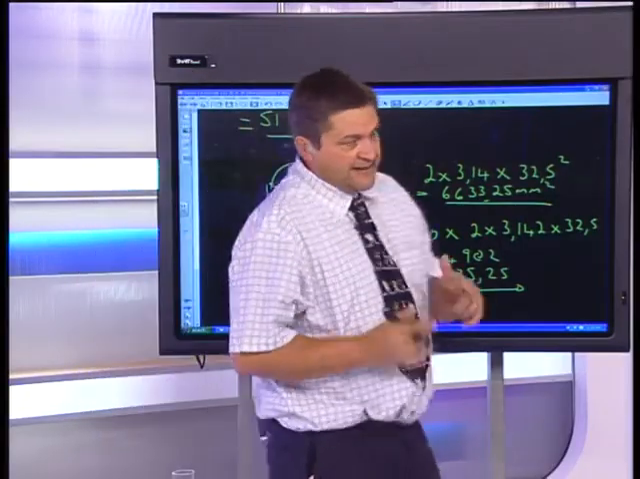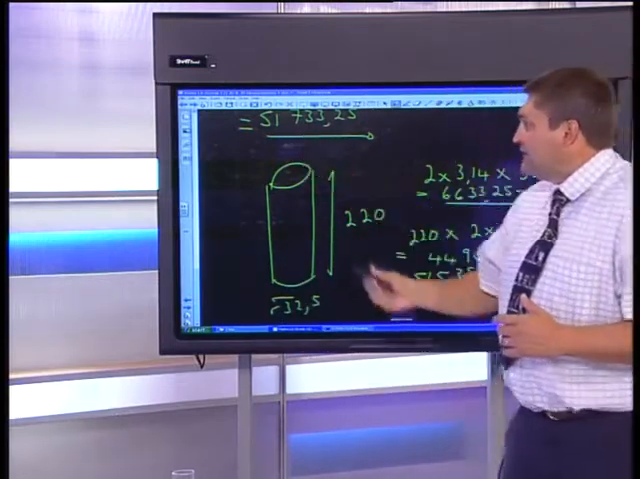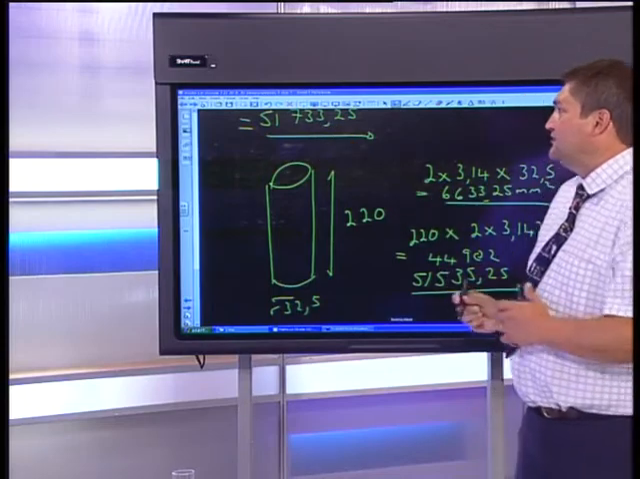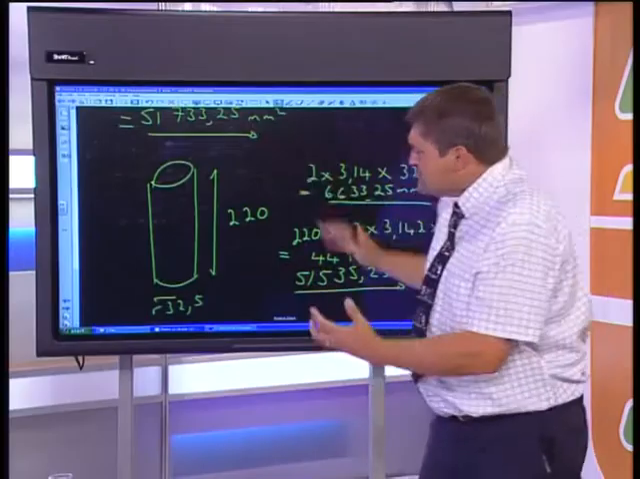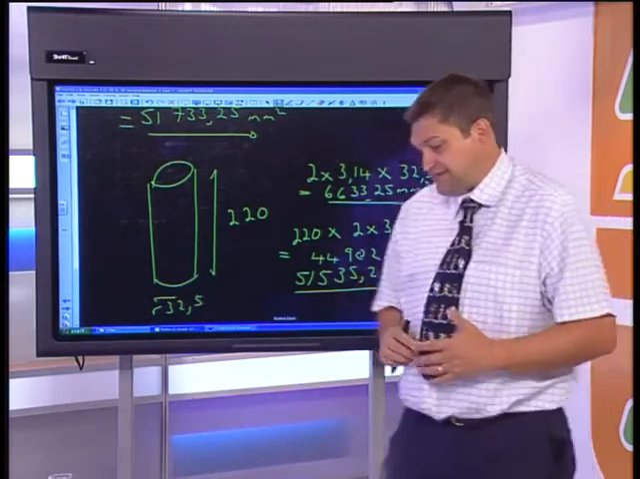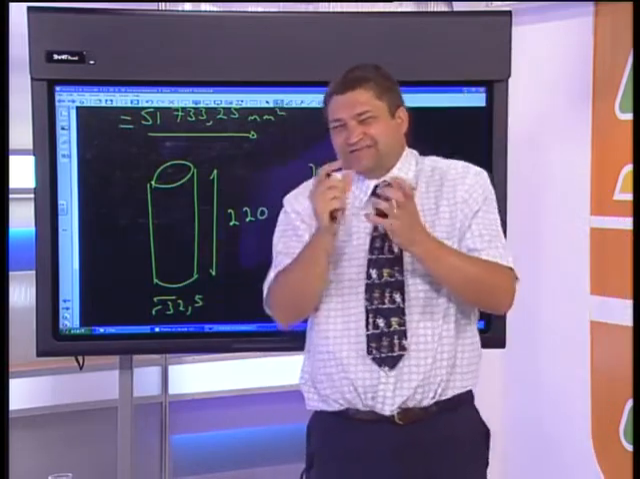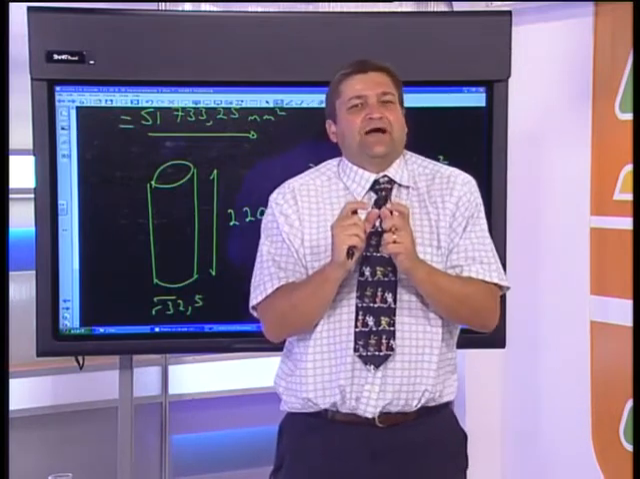Now, if you look at our screen here, when I did it practically, I got 51,733.25 millimeters squared. I think that's what I got. Yes, that's what I got. Like this one, it was also millimeters squared. Now that's very close. We're slightly out, by about 200 millimeters squared. That sounds horrendous, but it just means that when we measured, we weren't 100% with our measurement.